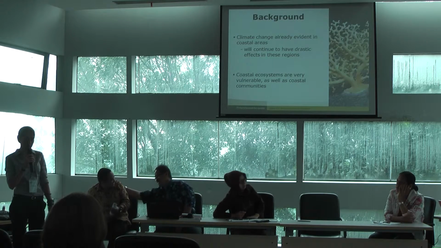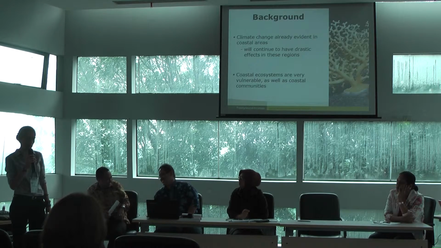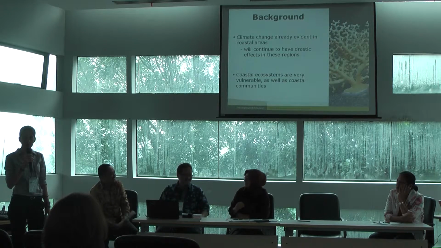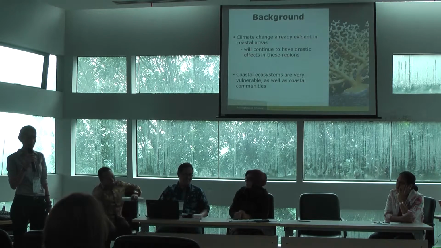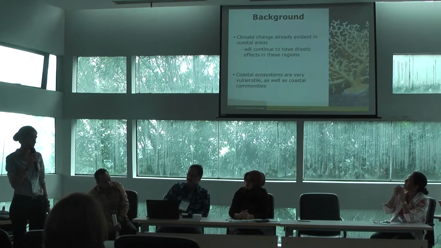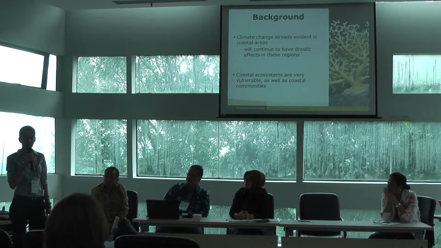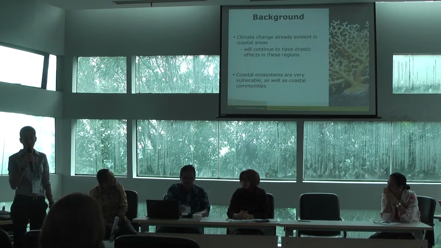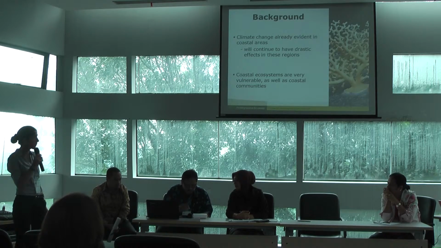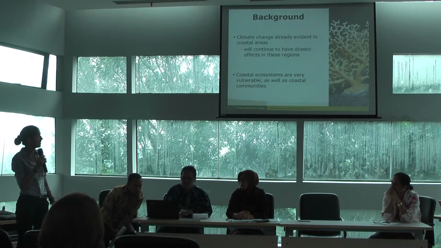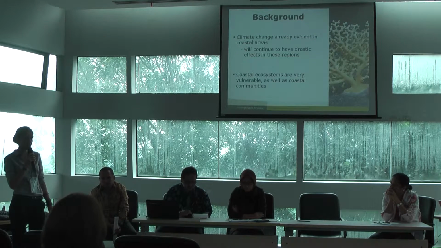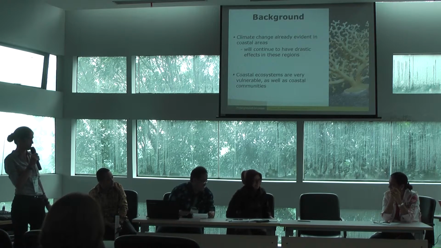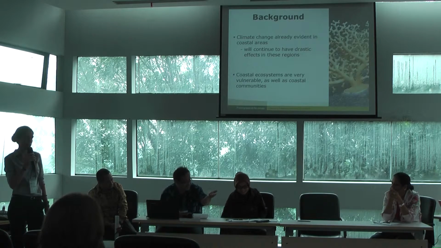So I'm going to give you a brief background. Dynamic seascapes are what characterizes coastal areas, for example, including mangroves, corals, and seagrass beds. Climate change alters the environment and consequently alters the lives of coastal communities and beyond. Climate change is already evident in those areas and is going to continue having drastic effects. And those ecosystems are very vulnerable, as well as coastal communities.